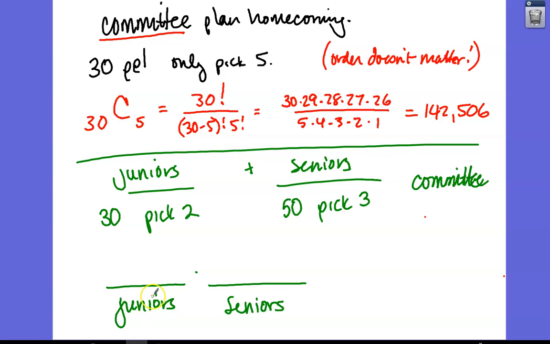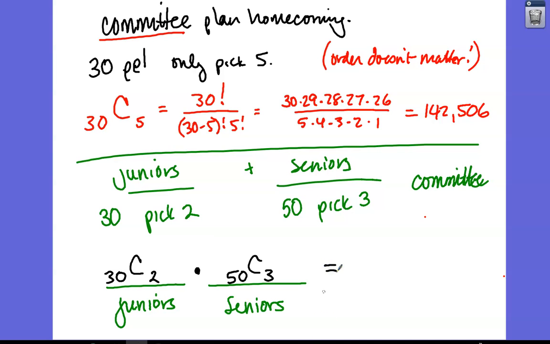How many ways can you get the juniors? Well, you have 30 of them, and you're going to combine them 2 at a time. It's a combination because the order that you pick doesn't matter. The seniors, you have 50 to choose from, and you're going to pick them 3 at a time. And then I'm going to multiply those two independent things because picking the junior doesn't affect picking the senior. So let's see what we get.